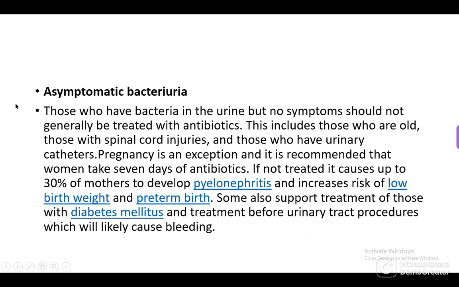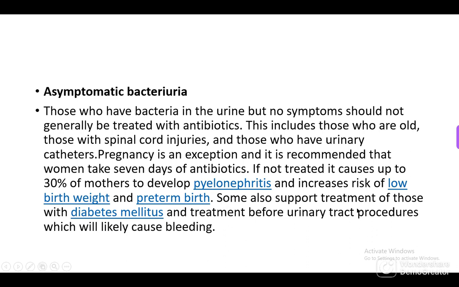Asymptomatic bacteriuria means that the patient has developed a urinary tract infection, but it is not the clinical scenario which is indicative of a urinary tract infection. Although he has it, asymptomatic bacteriuria usually occurs in old people, spinal cord injuries, and those dependent on urinary catheters. Pregnancy is an exception, and women take 7 days of antibiotic in pregnancy if it is there. Because if it is not treated, up to 30% of mothers develop pyelonephritis, with increased risk of low birth weight and preterm birth, in addition to septicemic shock.